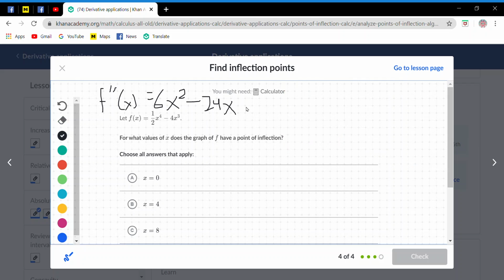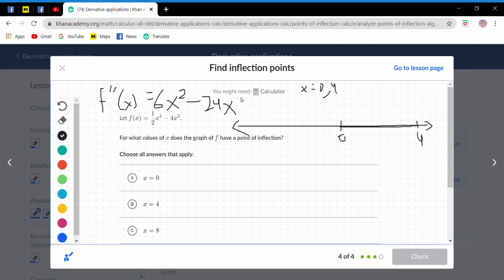So when this is equal to 0, we can factor out 6x. So this becomes 6x times x minus 4, and this is equal to 0. So this is only possible when x is equal to 0 or 4. Let's make a number line. Let's say this is 0 and this is 4. First let's find between this interval from 0 to 4.